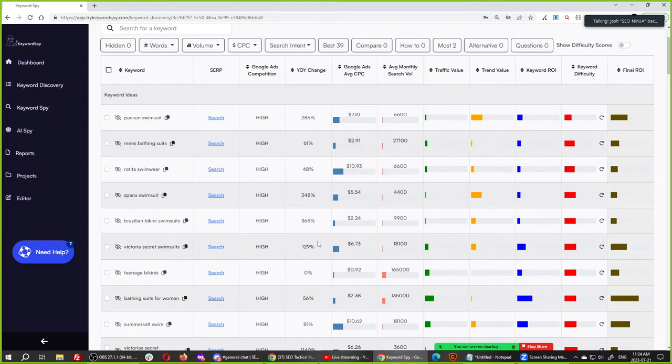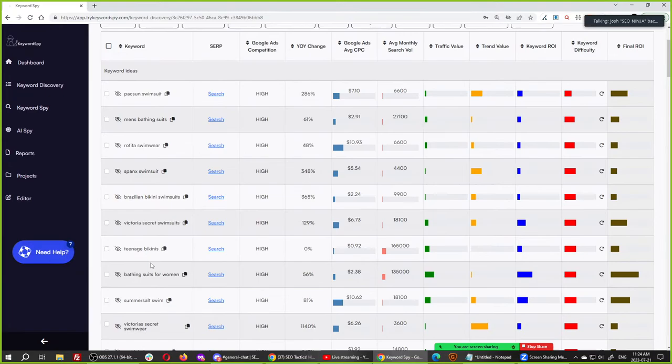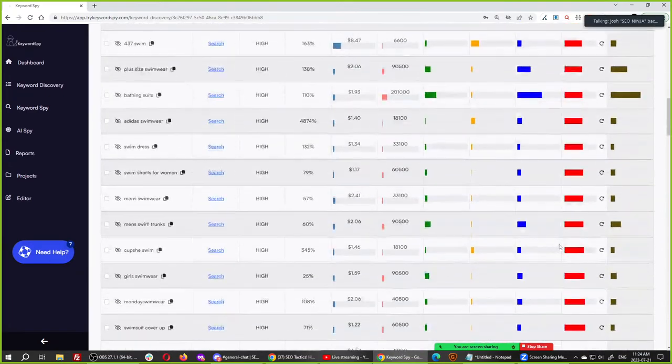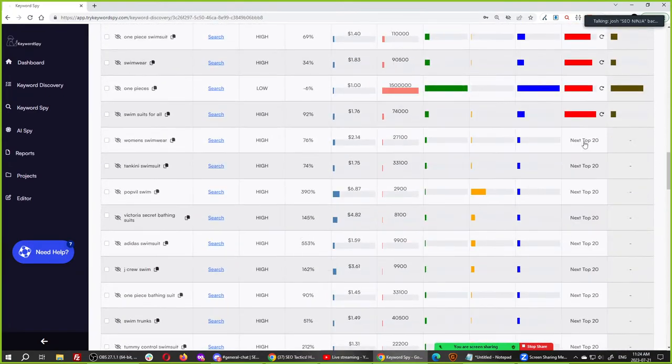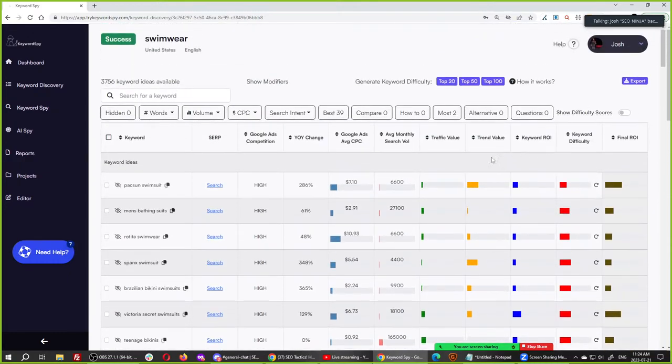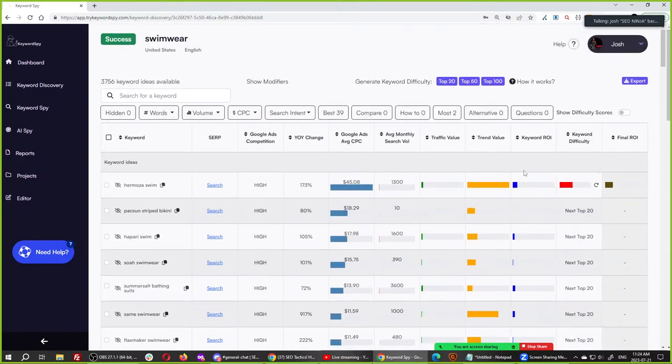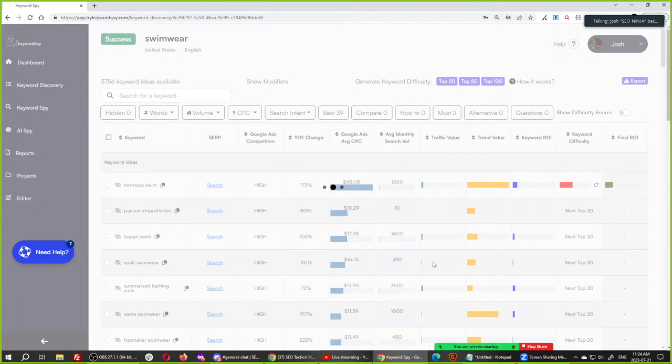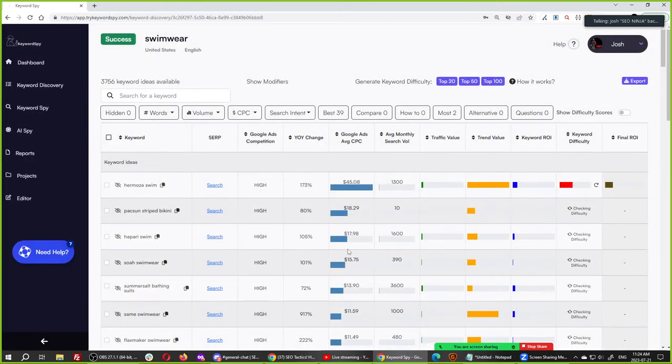Their year-over-year change is huge. Money behind them, still really good searches, okay? And you just keep doing this, next top 20 here. I would do average Google CPC. I would turn that up, and I would do the next top 20 according to this. These would have some really highly lucrative ones.